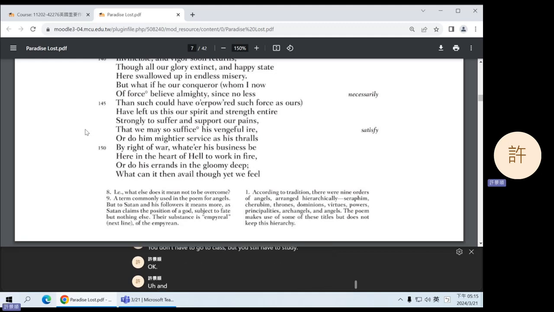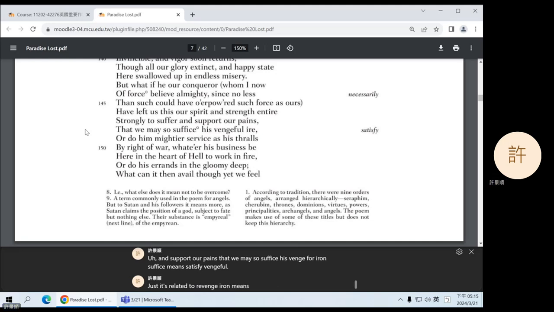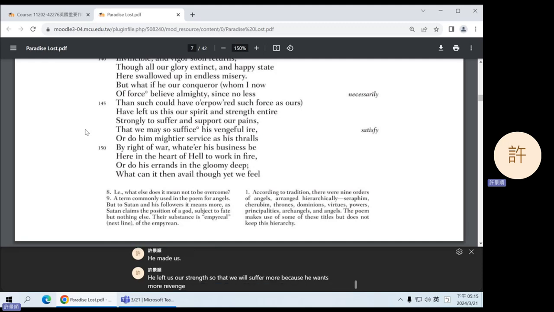And support our pains that we may so suffice his vengeful ire. Suffice means satisfy. Vengeful, it's related to revenge. Ire means anger. So he did this. He made us, He left us our strength so that we will suffer more because he wants more revenge from us.